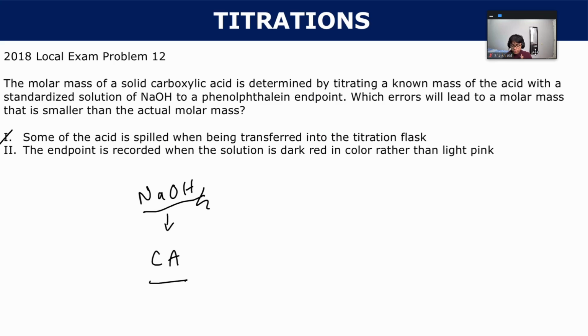The endpoint is recorded when the solution is dark red in color rather than light pink. So in phenolphthalein, you are supposed to record the endpoint when it turns a light pink. But if the solution is dark red, then that means you have added a lot more NaOH than you are supposed to. So if you recorded when a lot of NaOH is added rather than when the perfect amount is added, then you are going to get a molar mass that is smaller. And so it has to be 2 because it's the only one that makes sense. And the answer is 2 only.